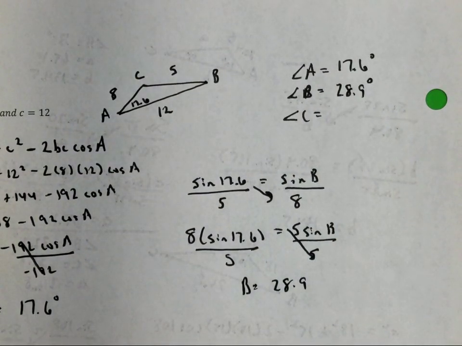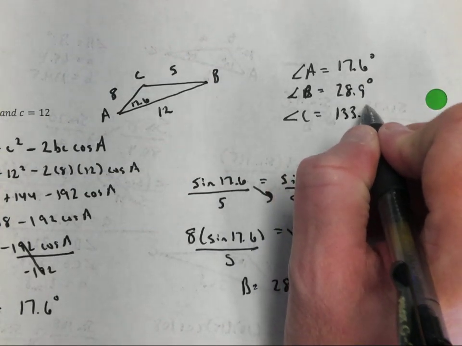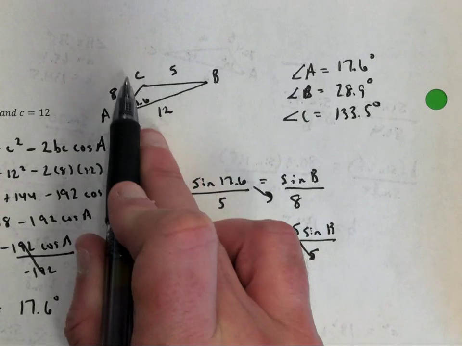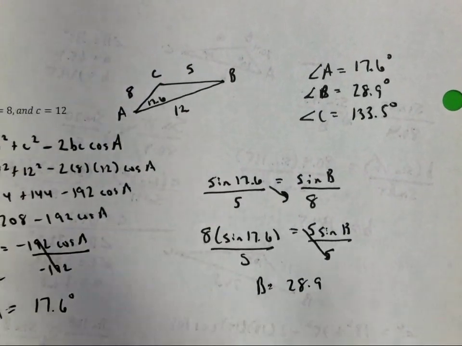Well, now that I know those two angles, I can add those up and subtract it from 180. Angle C is 133.5. That makes sense because that's the largest angle. The largest side is across from it, so that does make sense there. That's as hard as the law of cosines gets.